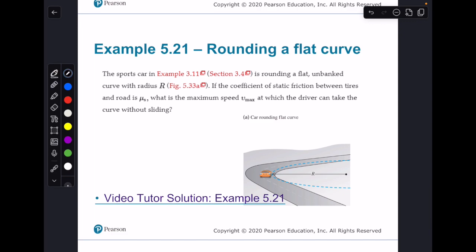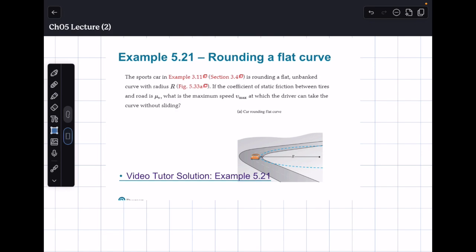So we have a sports car rounding a flat curve, and the curve has a radius r. We're told that the static friction coefficient between the road and the tires is mu s. And the question is, what is the maximum speed at which the driver can take the curve without sliding? So let's work on this example in a separate page. In this example, we're in a car moving around a track. The radius of the track is r.